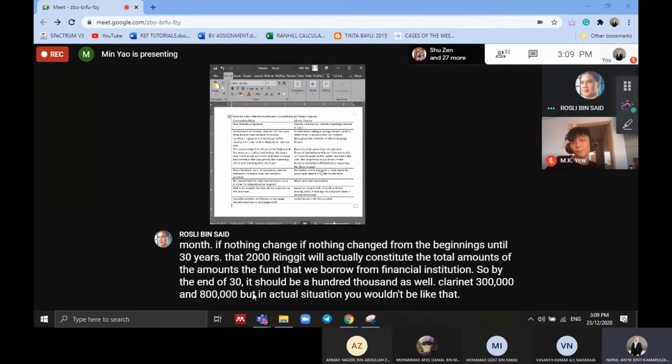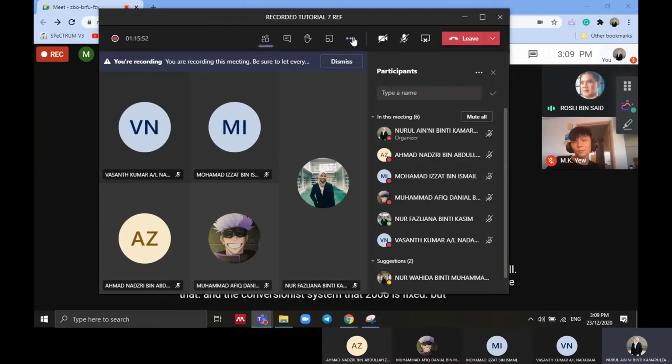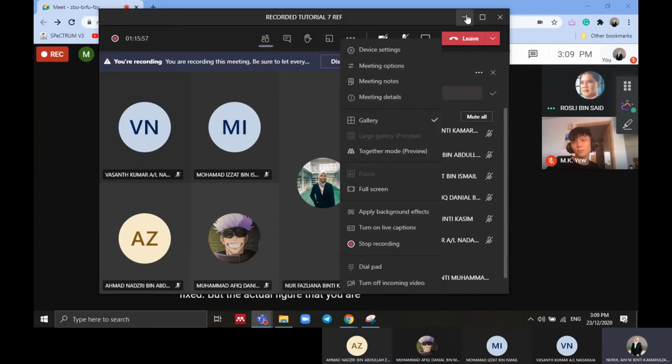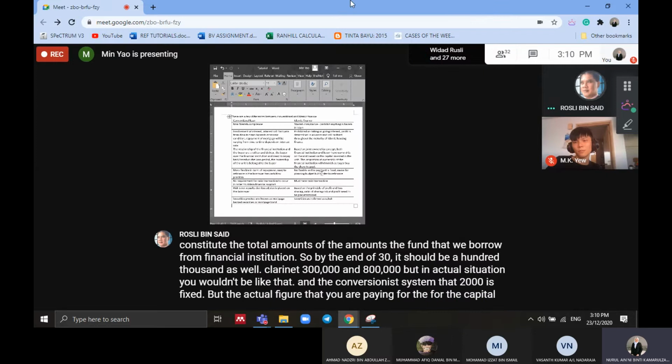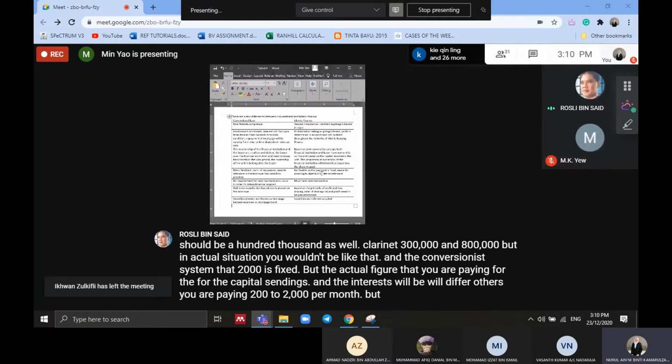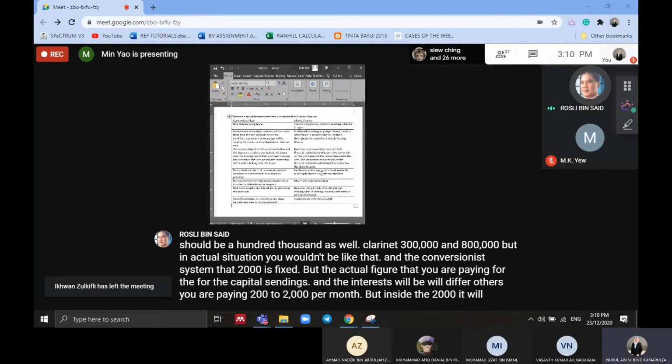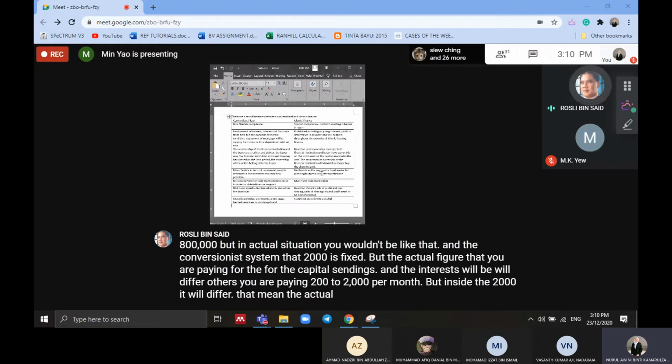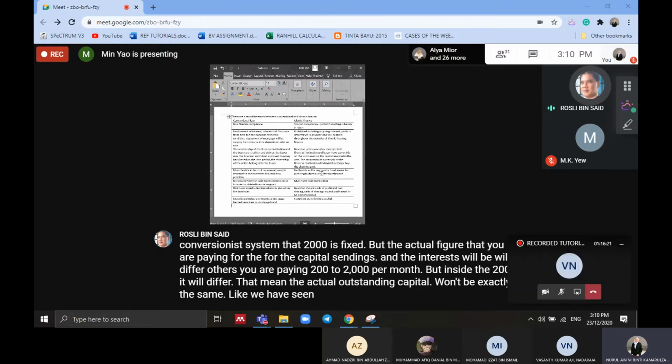Under the conventional system, that 2,000 is fixed, but the actual figure that you are paying for the capital outstanding and the interest will differ. Although you are paying 2,000 per month, inside that 2,000 it will differ. That means the actual outstanding capital won't be exactly the same as we have seen under constant payment mortgage.